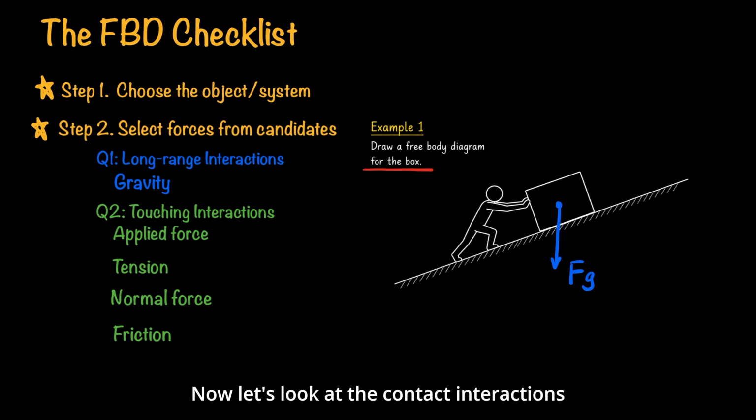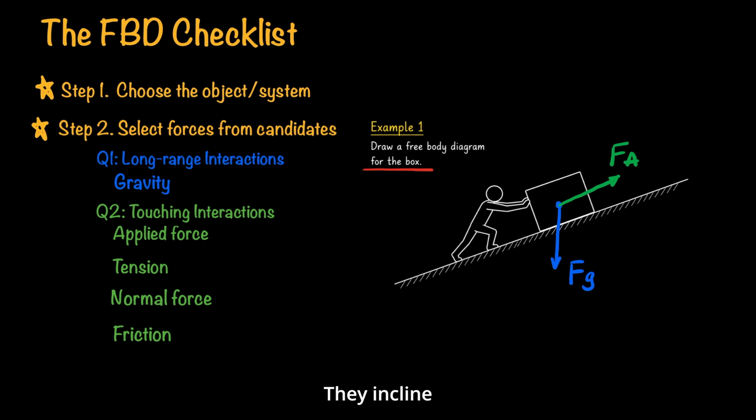Now let's look at the contact interactions. What's touching the box? The person. The person is pushing the box, so I'll draw the applied force. What else is touching the box? The incline. The incline is supporting the box, so I'll draw the normal force. The surface is rough, so I will draw the friction force. The box is moving up the incline relative to the surface. Friction opposes that motion, so it points down the incline.